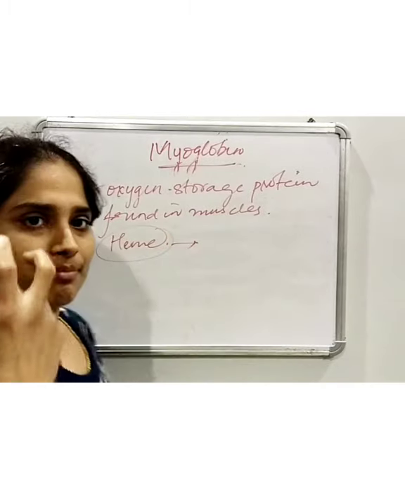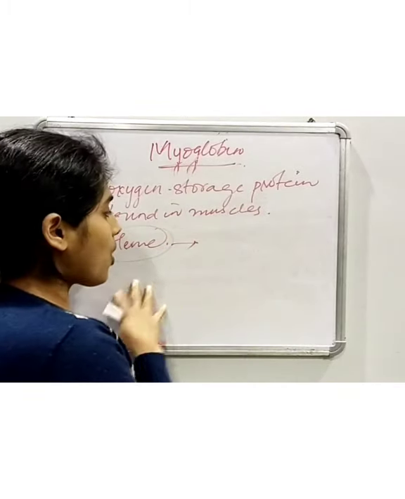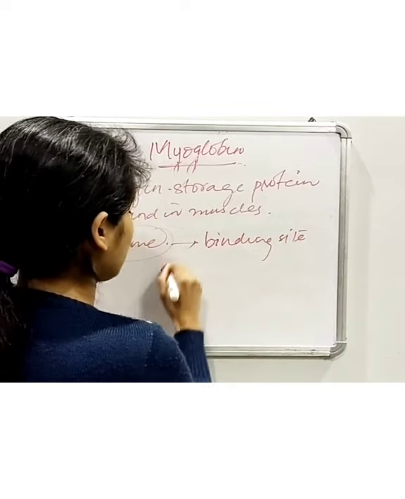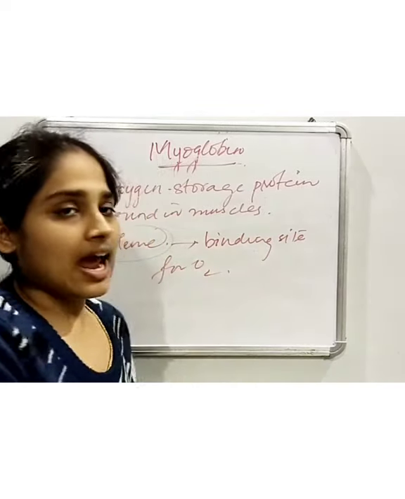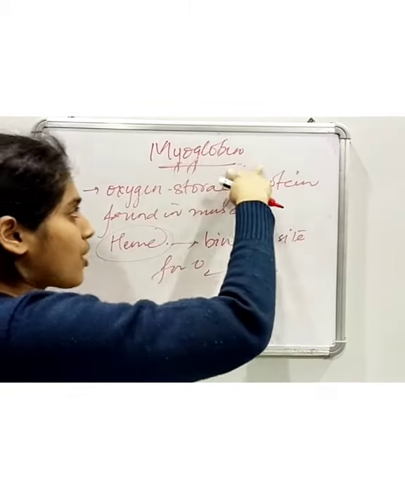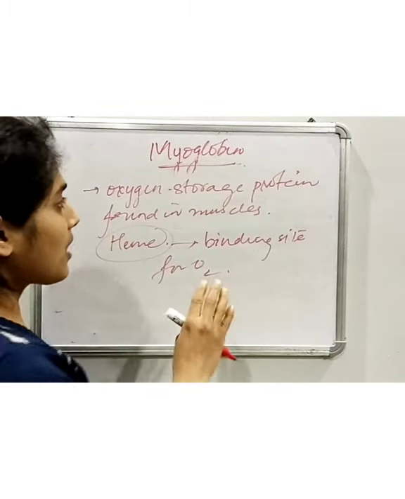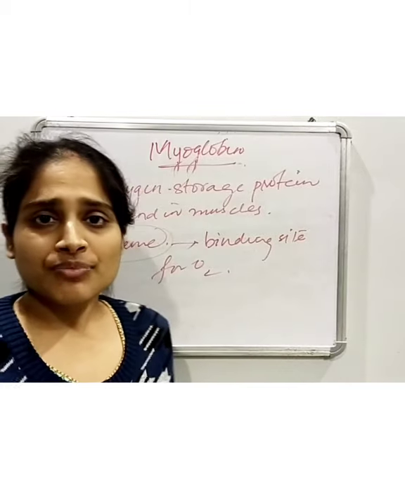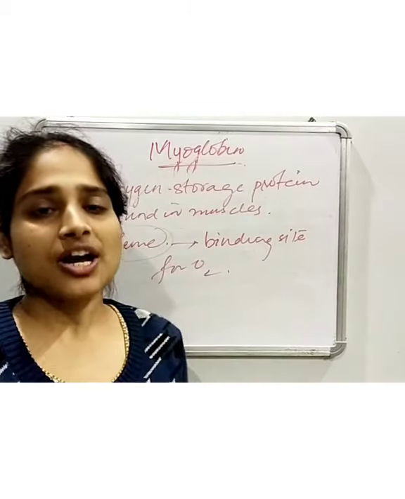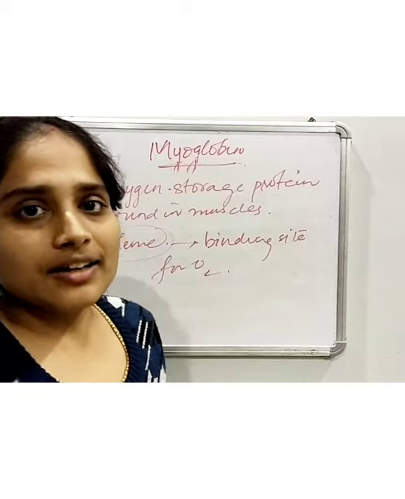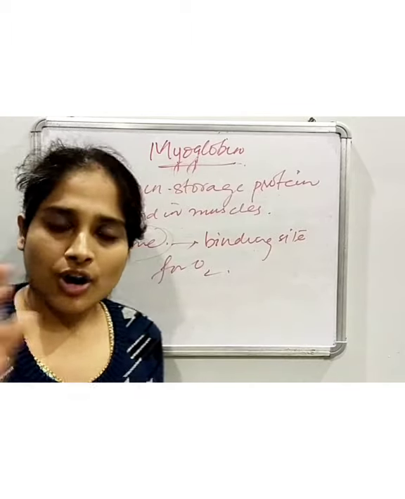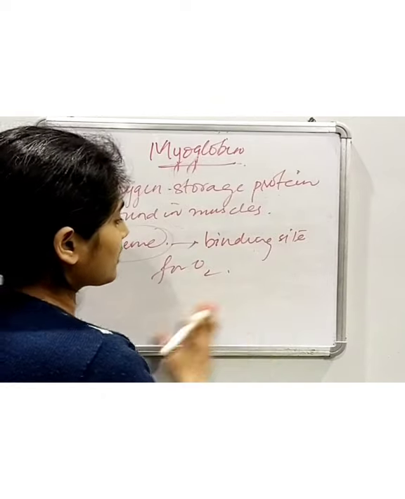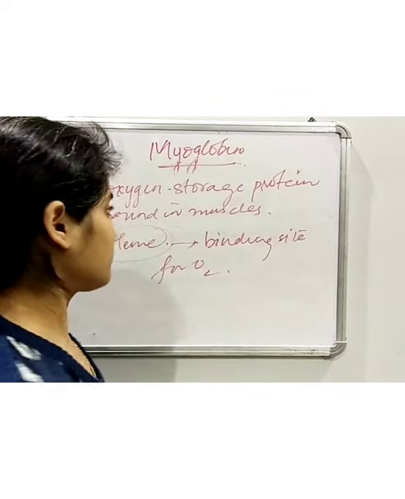Heme acts as the binding site for oxygen. And what is the function of this protein? Myoglobin provides oxygen only to the muscles which are in an active state, not in resting, which are in active condition. So during strenuous exercise basically.